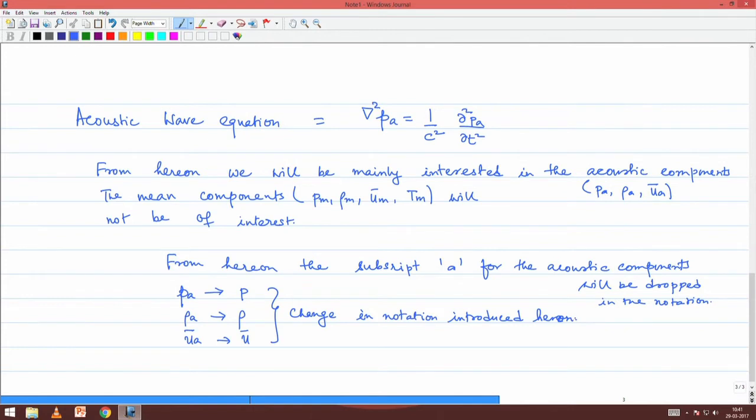At times we will require to use the mean density. So, the mean density from here on will be denoted by rho 0. Okay. So, with this change in notation we will do further derivations as we go along.